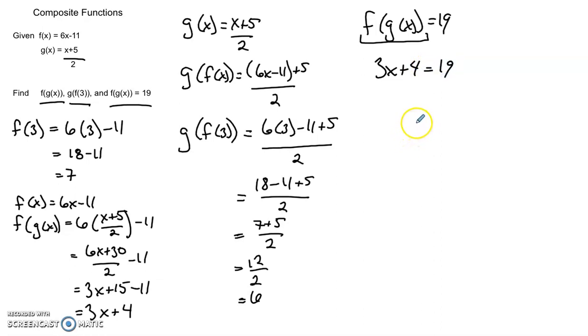And now we use our algebra to solve. We can subtract 4 from both sides. We're left with 3x equals 15. If we divide each side by 3, we're left with x equals 5. So when f of g of x equals 19, x equals 5.